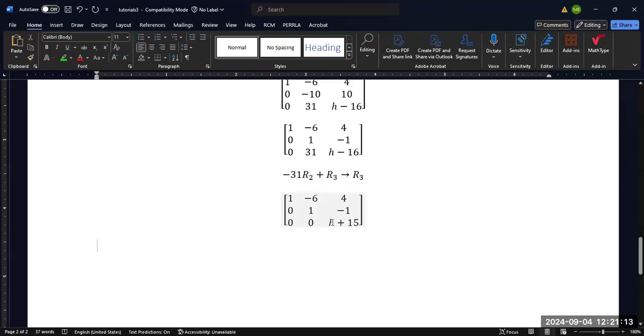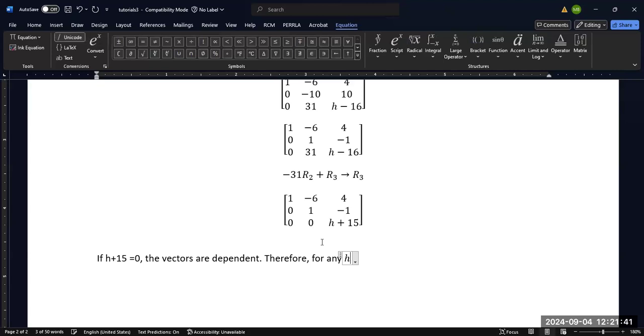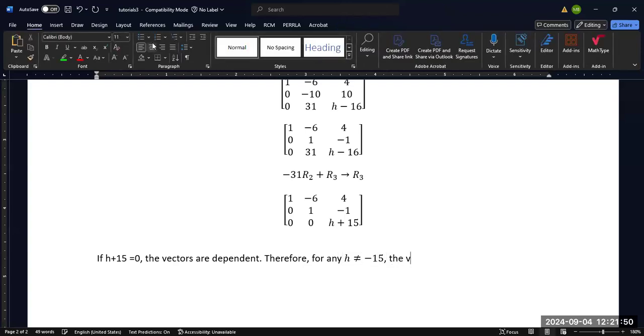So for the system to be independent, this H plus 15 cannot be 0. So if H plus 15 equals 0, the vectors are dependent because there would be a free variable in that third column. There would be no pivot. Therefore, for any H not equal to -15, the vectors are independent.